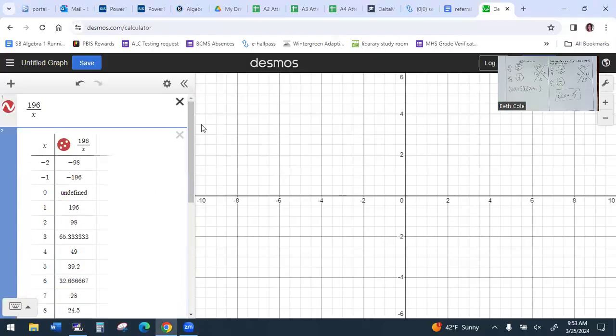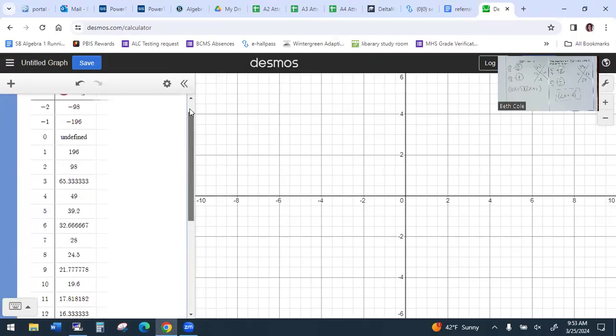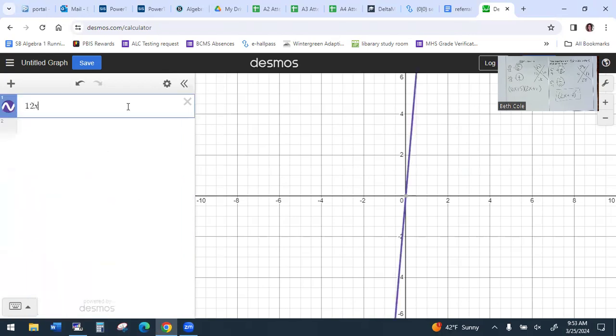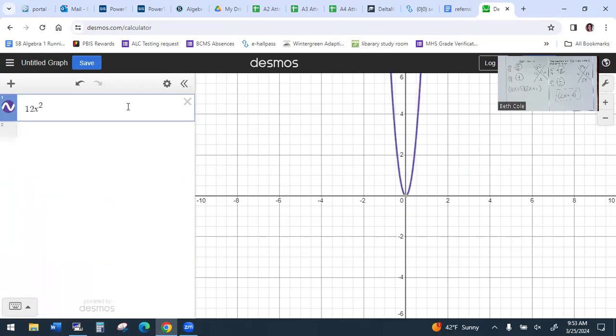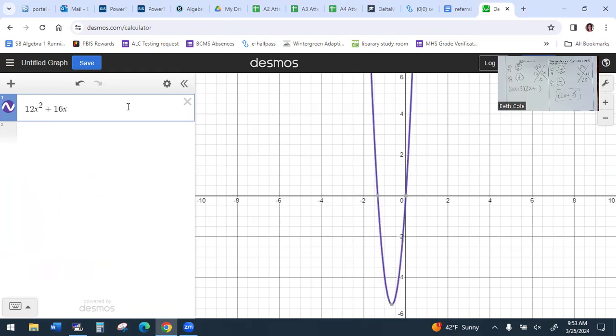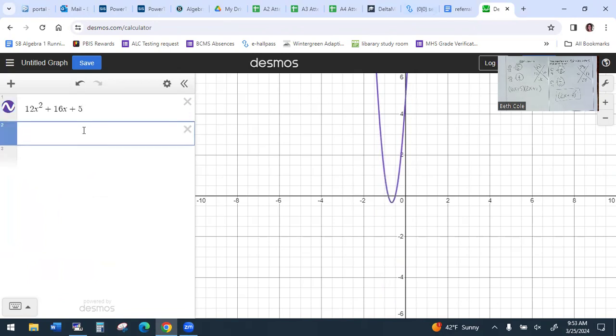Let me clear this out here. Hold on a second. So what was it? 12x squared. What came next? You guys read it to me. 12x squared. What was the problem? What was next? All right, plus 16x plus 5. All right, do you see how it makes this U shape? Yeah. So instead of a line, it's a U shape. We're going to talk about that more coming up, but anyway.